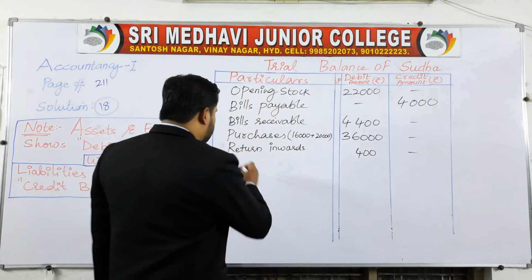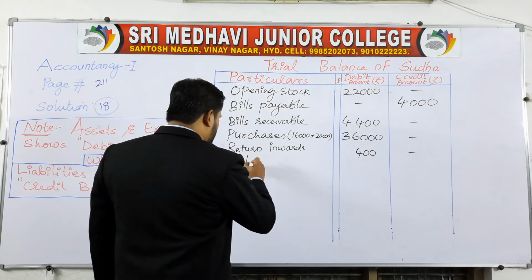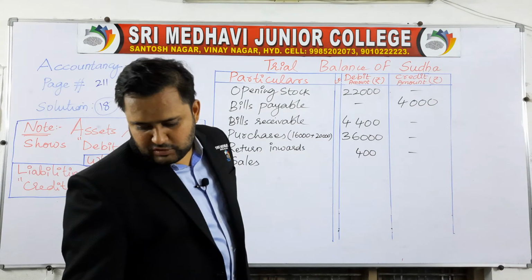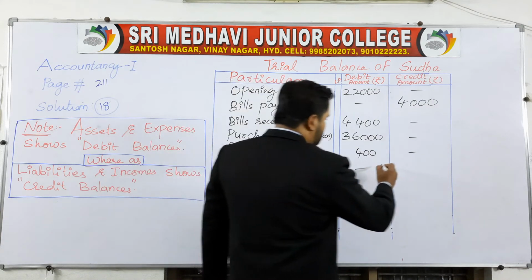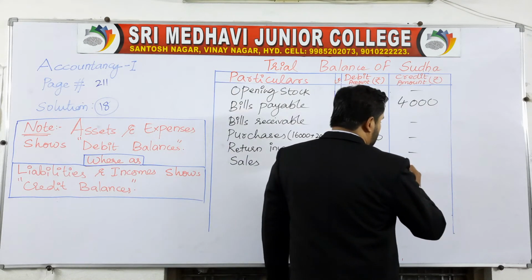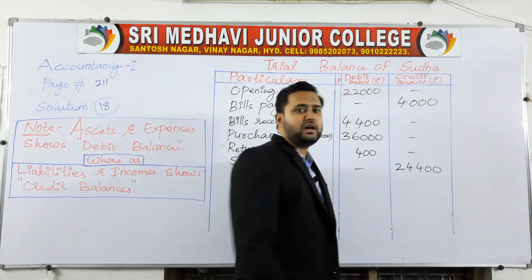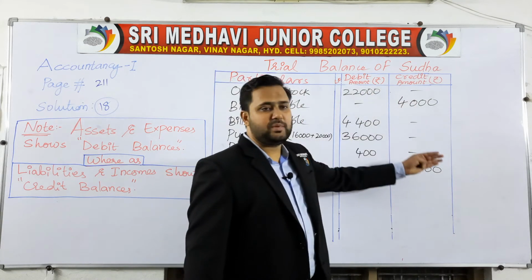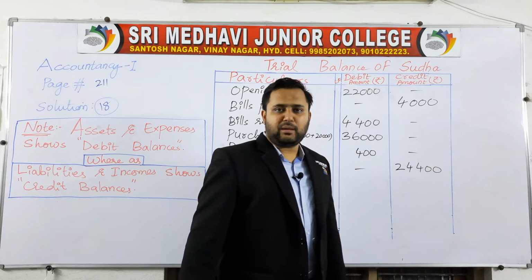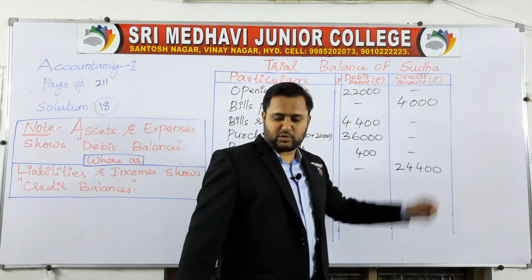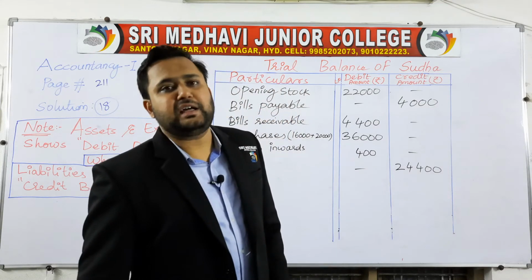Sales. How much? 24,400. Sales shows credit balance and comes under trading account credit side. So 24,400 is the amount of sales which is going to be written in credit column, credit amount, 24,400 rupees sales.